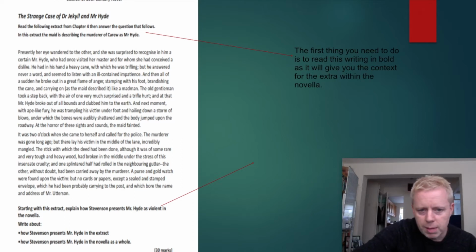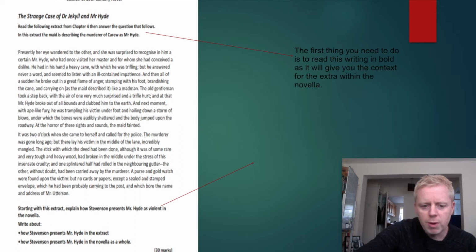The next thing you do is you skip down below the extract and you read the actual question, because it's important to know what you're looking for as you read the extract for the first time. So starting with this extract, explain how Stevenson presents Mr. Hyde as violent in the novella. And there's 2 bullet points, equally weighted: how Stevenson presents Mr. Hyde in the extract and how he presents him in the wider novel.